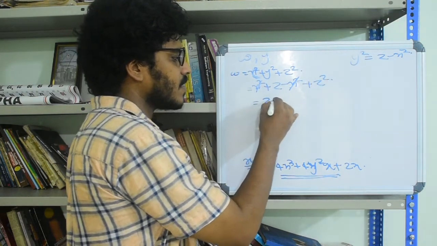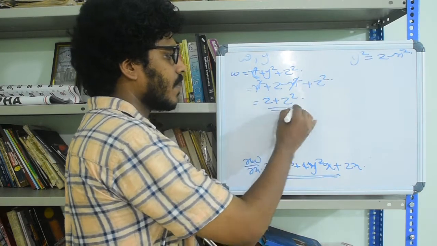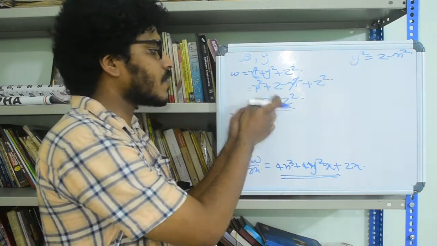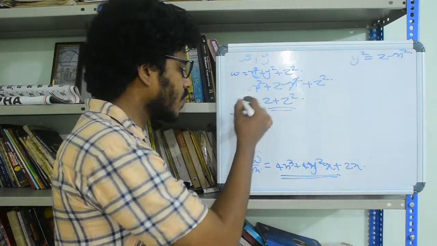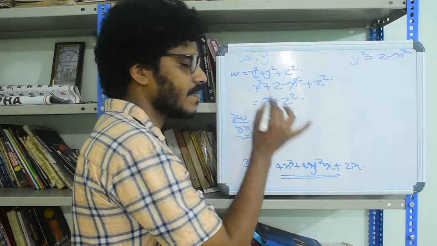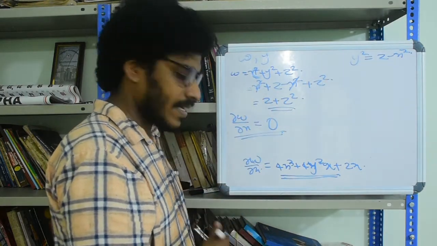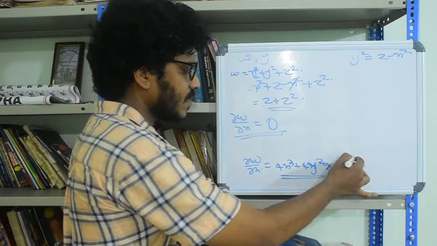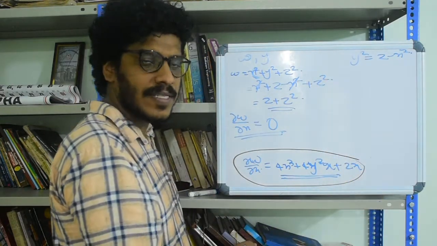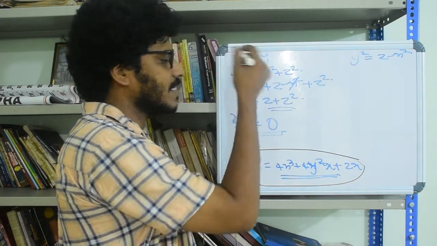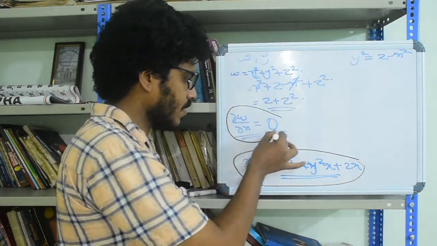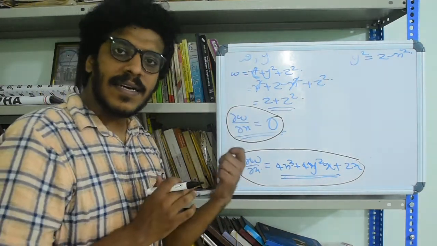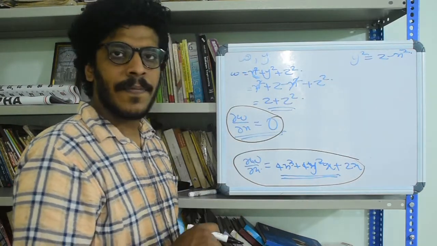So what is left out here? Z plus z square. So what is dou w by dou x? Clearly this is independent of x, which means dou w by dou x is 0. Right. So when we had the first choice, we got this expression for dou w by dou x, and when we moved on with the second choice of selection of independent and dependent variables, we ended up at a different answer for dou w by dou x.